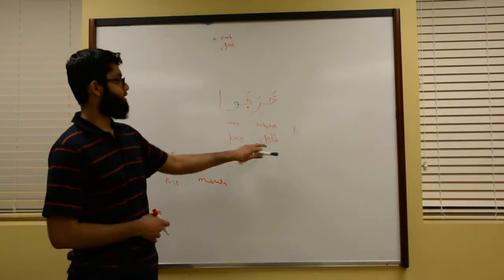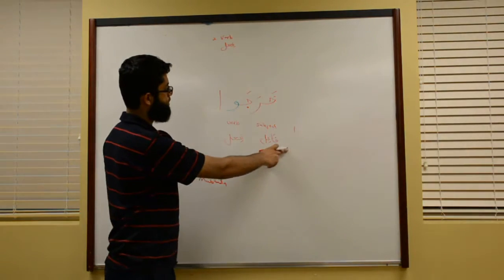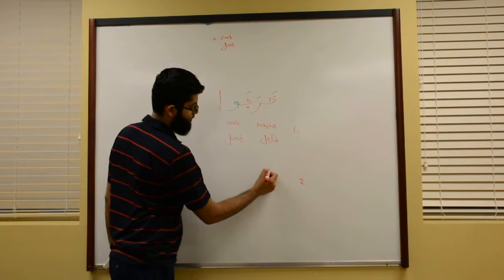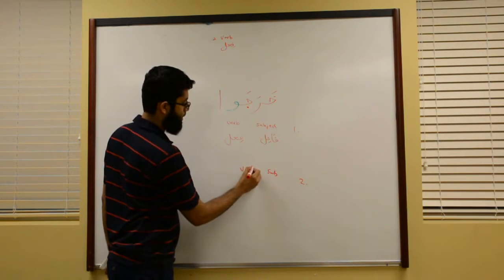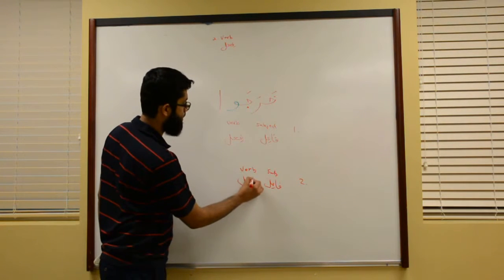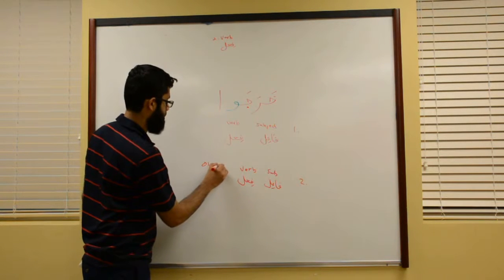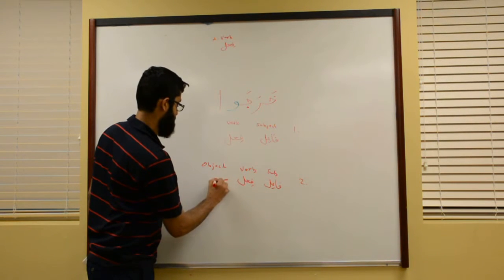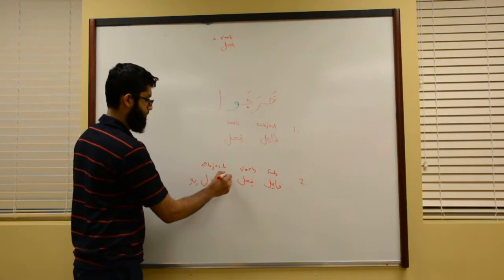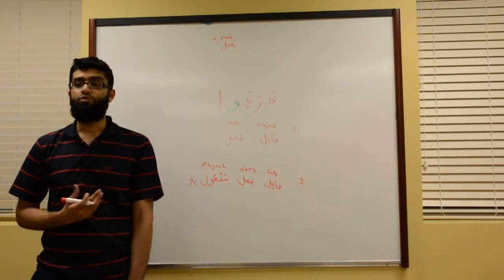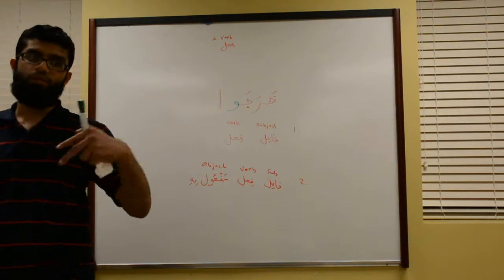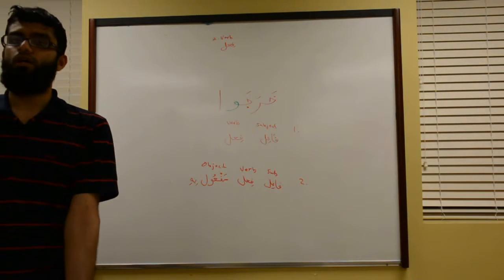So there are two types of sentences. One is where you just have a subject and a verb. The other is where you have a subject, a verb, and an object, which is called maf'ulun bihi. This is one where the verb needs something to do, something the subject is acting upon.